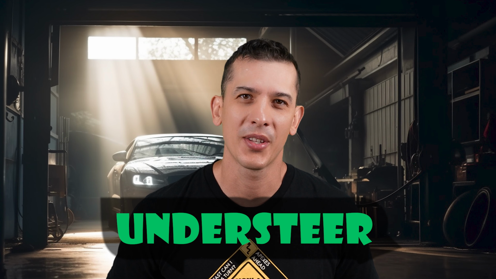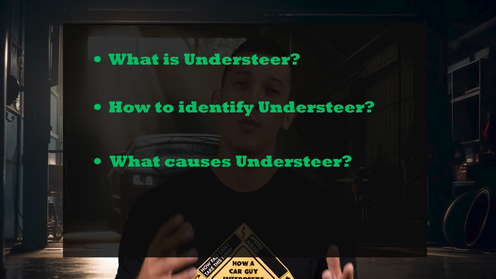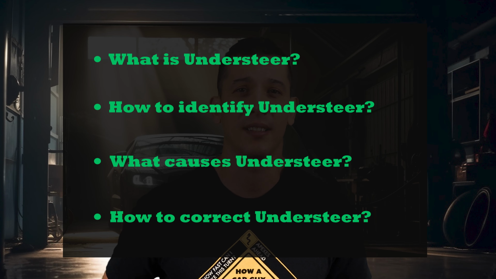I have a small riddle for you. This characteristic saves lives on the street, but destroys lap times on the racetrack. If you haven't guessed already, the answer is understeer. In this video, we will talk about what understeer is, how to identify understeer, what causes understeer, and most importantly, how to correct understeer.